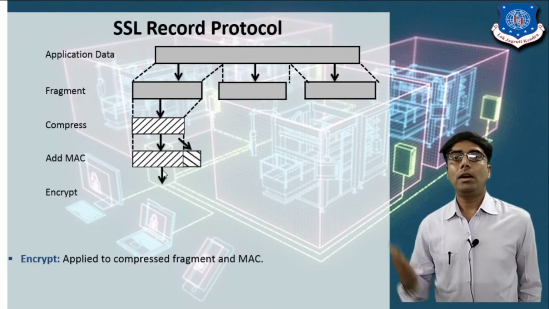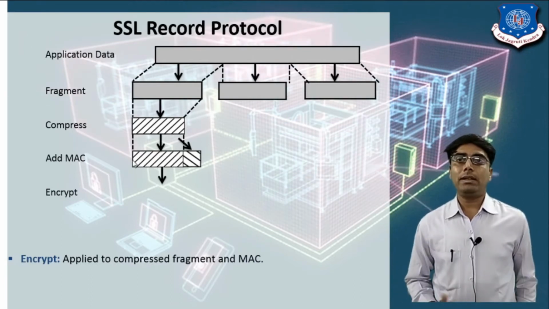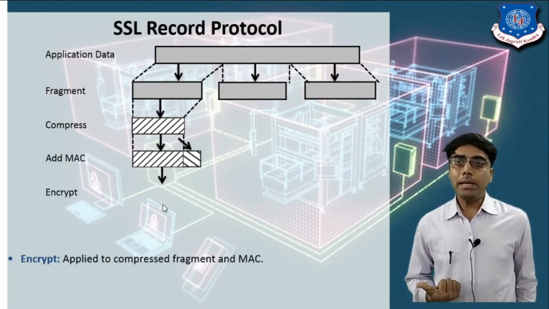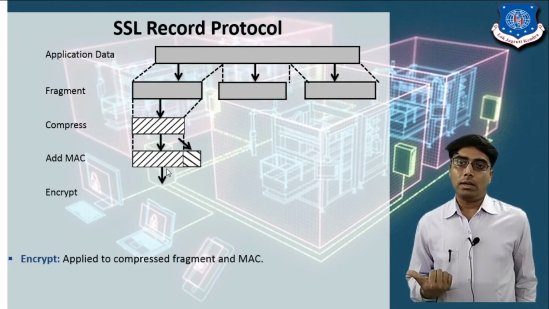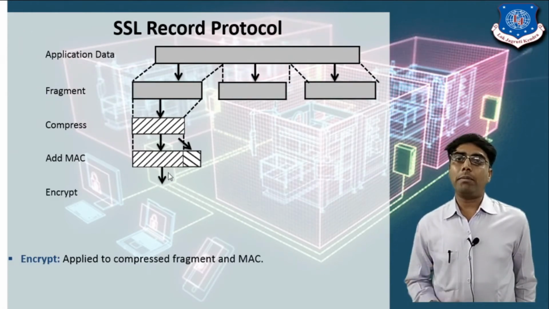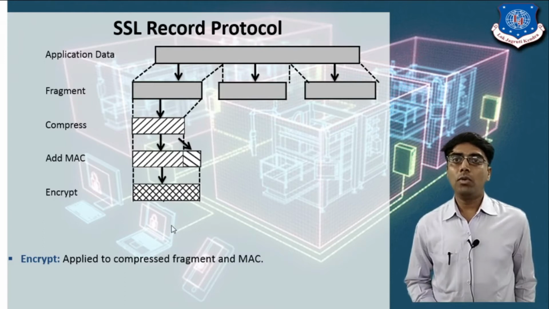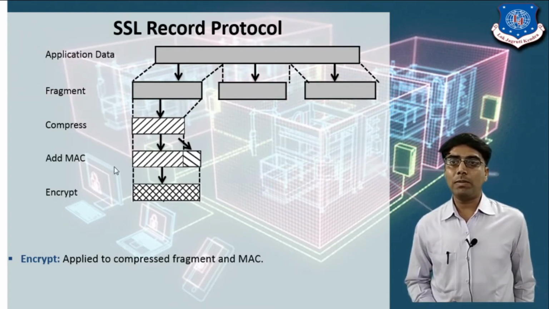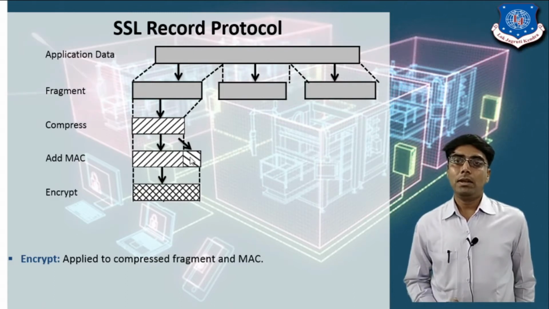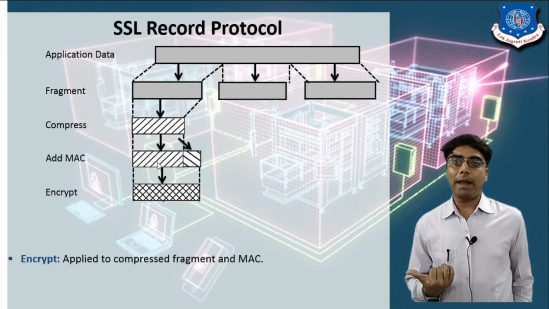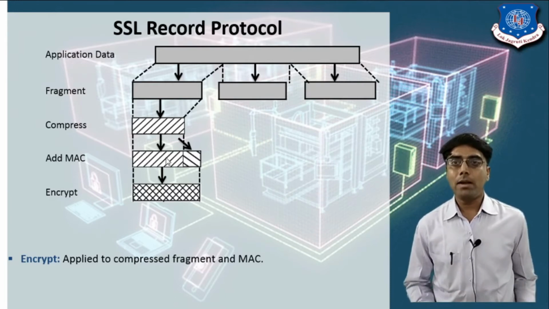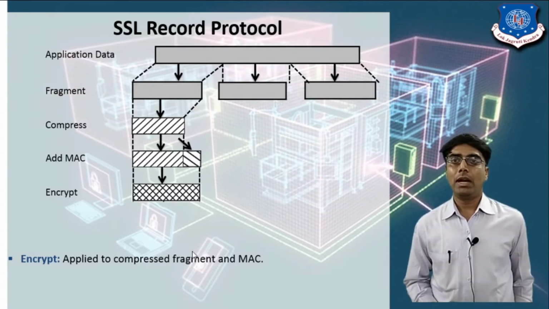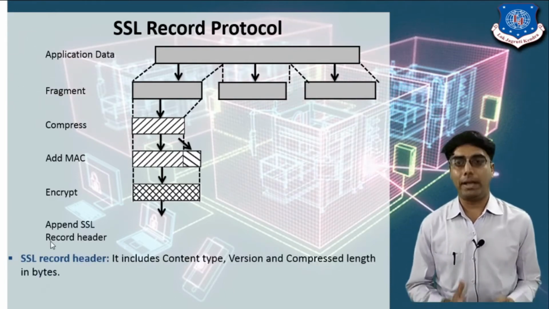compressed data. After that we apply the encryption on the MAC and the fragmented data. Now here you can see this is the encrypted message. It means that we applied the encryption on the fragmented data and the MAC. After applying the encryption, it will generate the encrypted data.